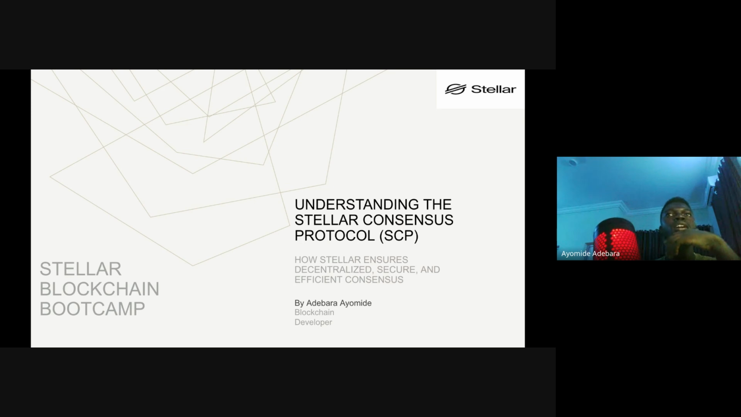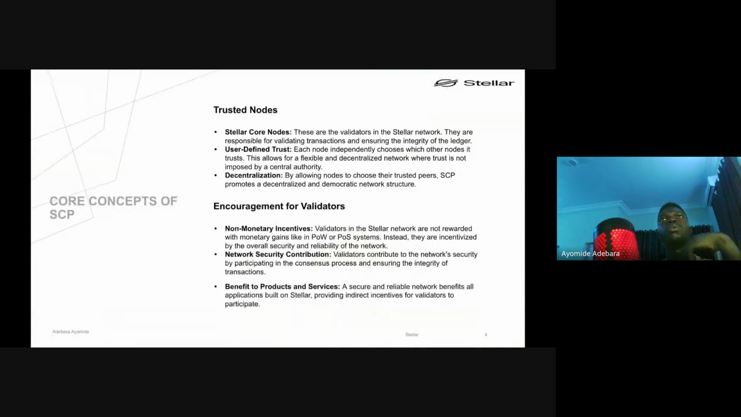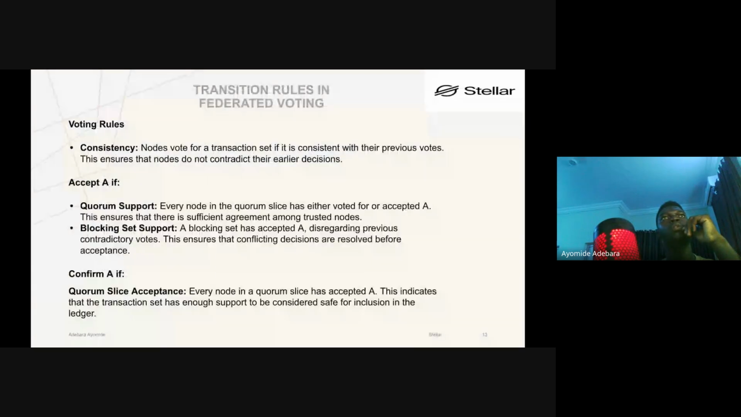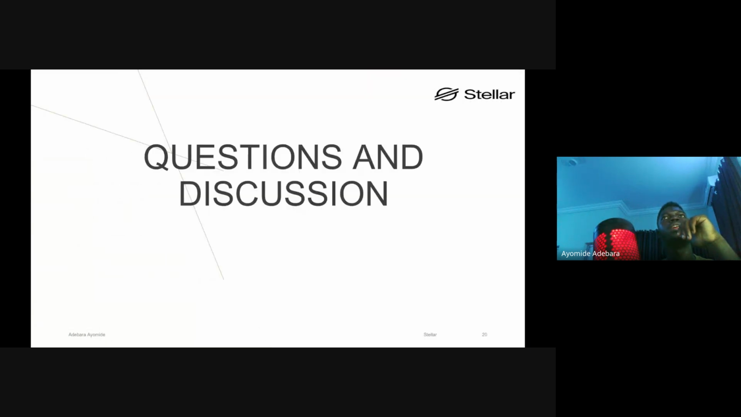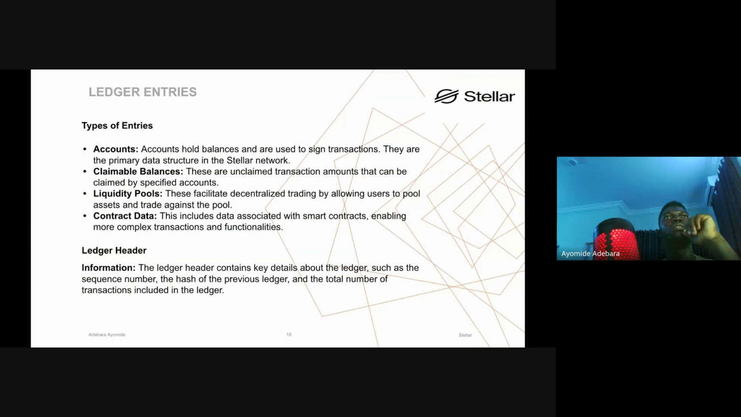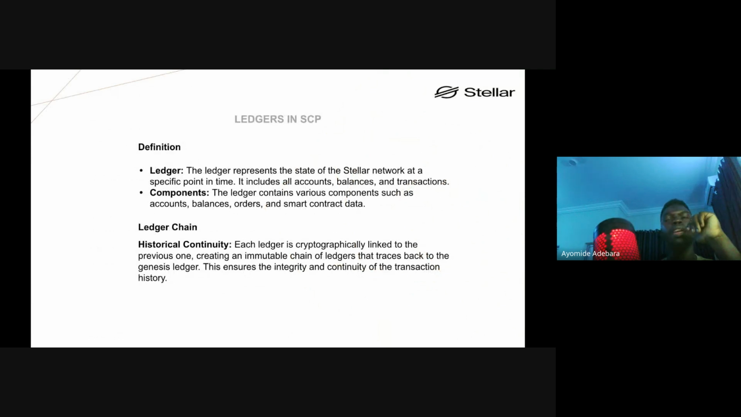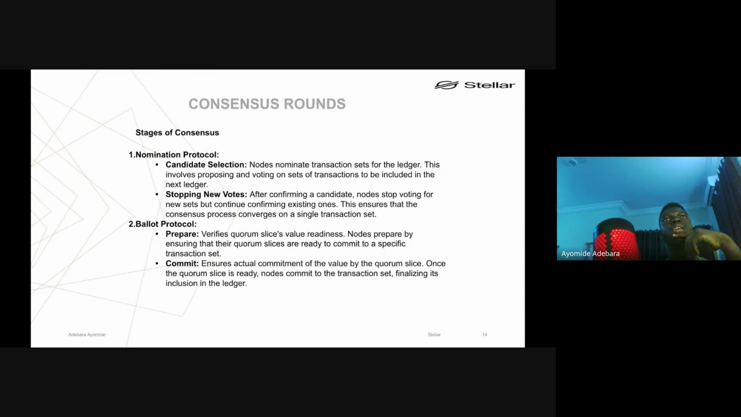So as usual, today we are meant to complete this slide, understanding the Stellar Consensus Protocol. And we've discussed so much from this slide that we now have basic understanding of so many things when it comes to Stellar Consensus Protocol. This is literally where we are meant to continue from, and what we discussed last was ledgers in SCP.